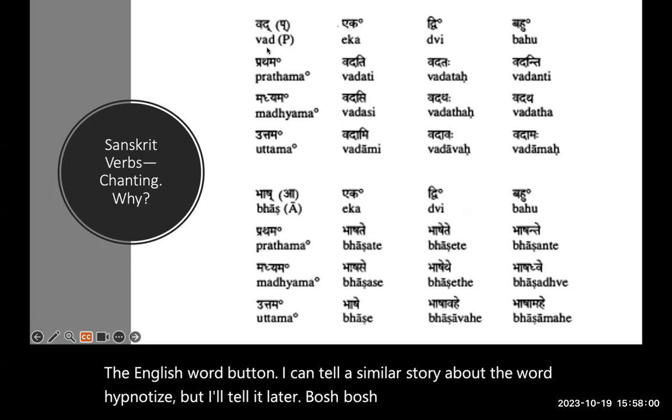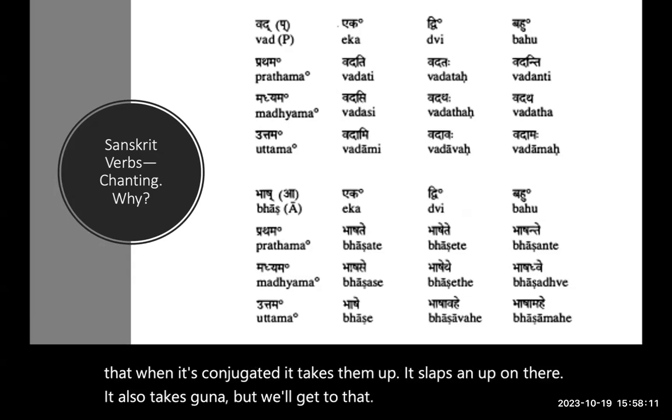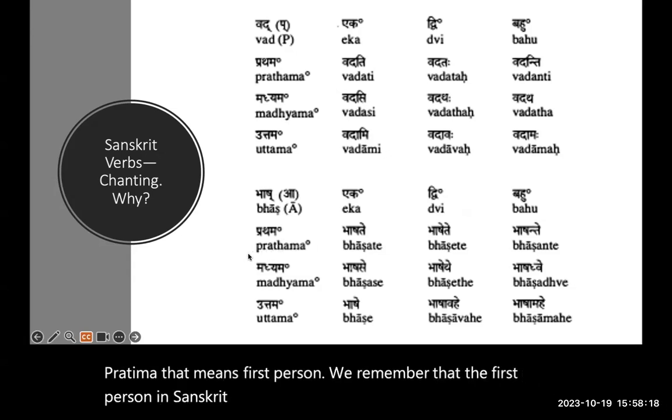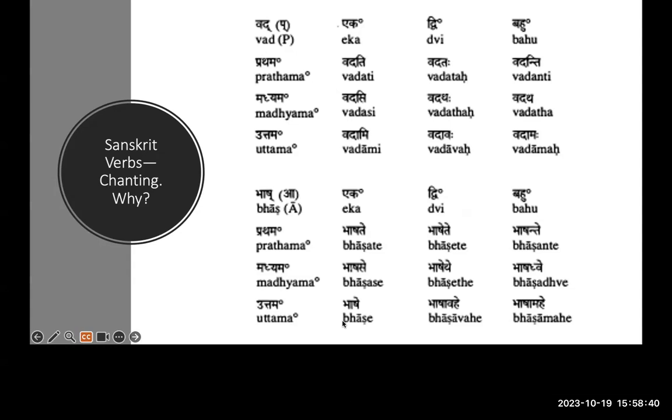Bhāṣ is of a class of verbs that, when conjugated, takes an a. It also takes guna, but we'll get to that. Pratama means first person. We remember that the first person in Sanskrit is different from the first person in English. Pratama means he, she, it, they, those two. Madhyama, middle voice, is you, that's the same. Uttama, the ultimate or last voice, is I. So the interesting inversion is that instead of our first person being I, our first person is others. Take from that what you will.